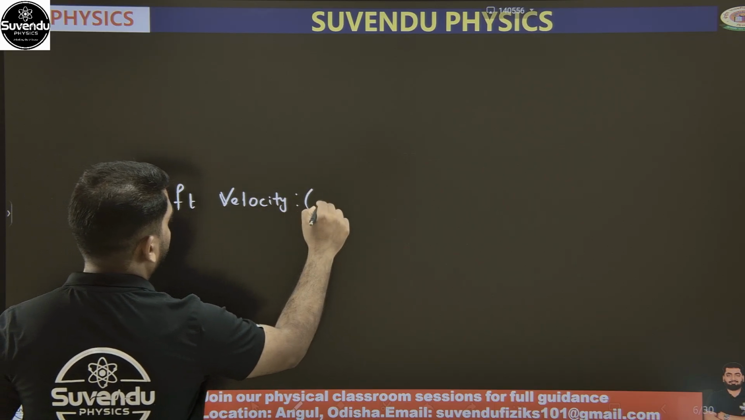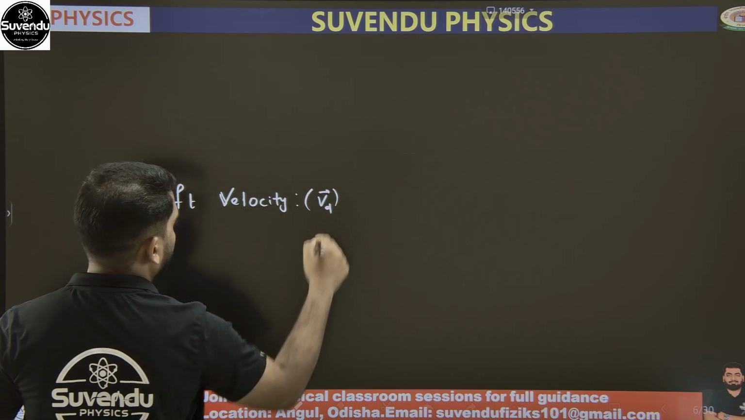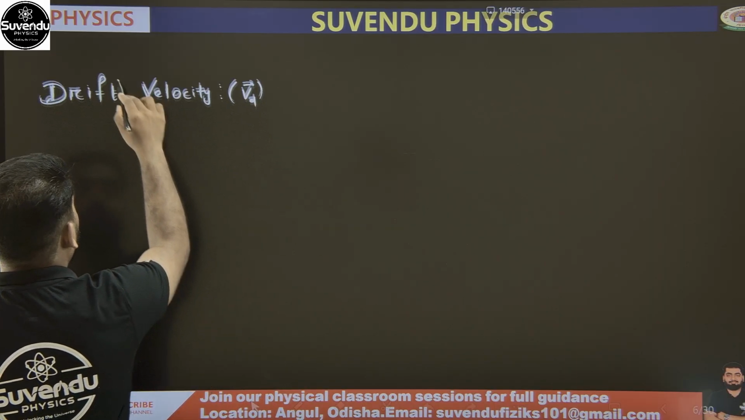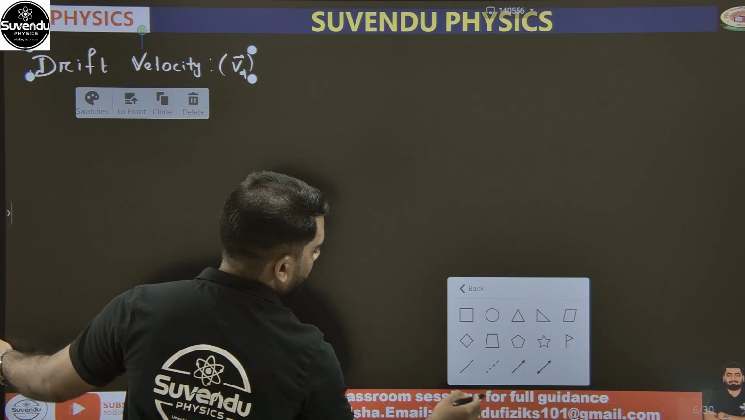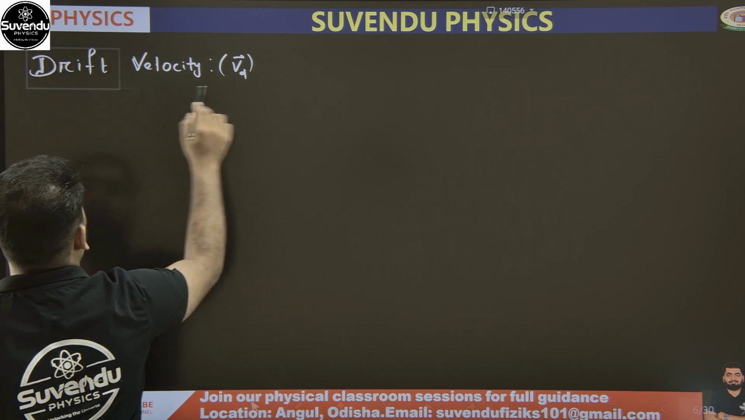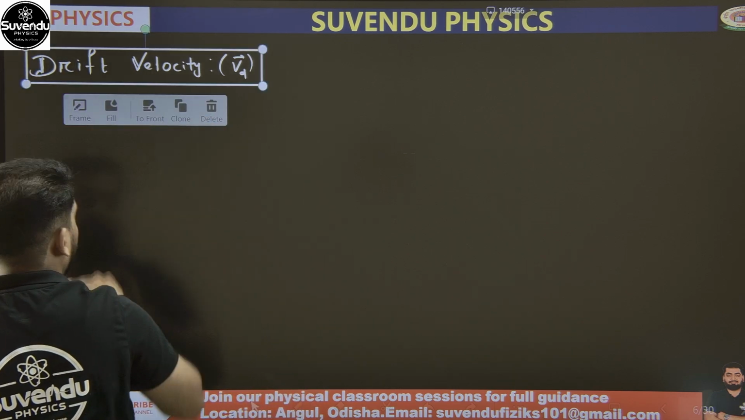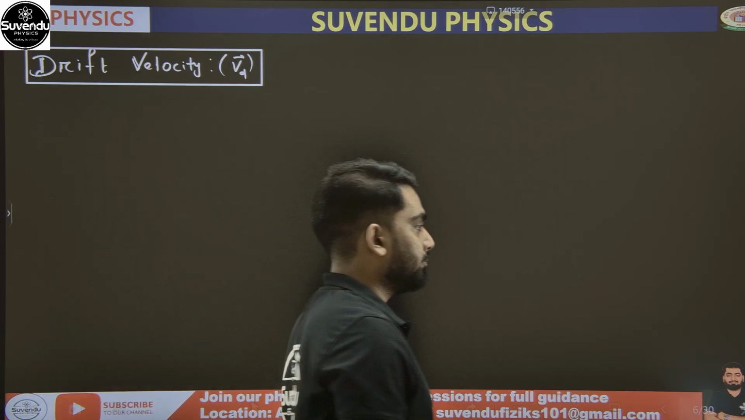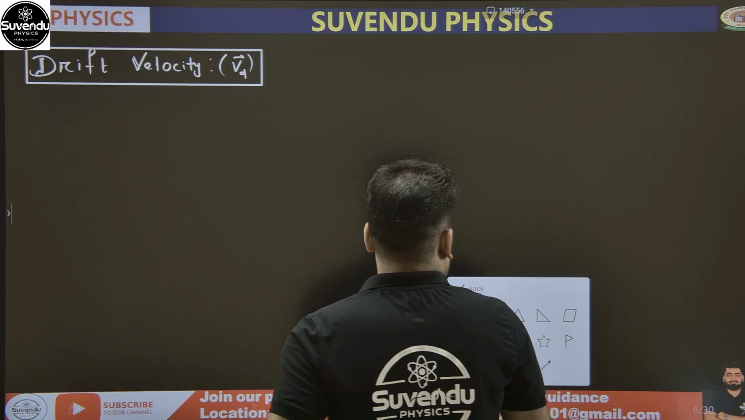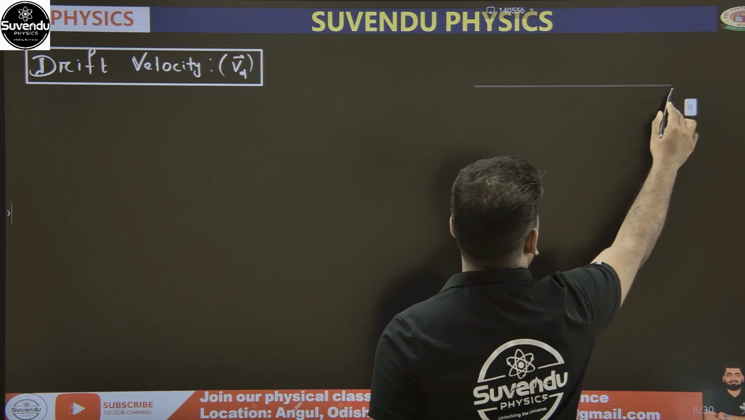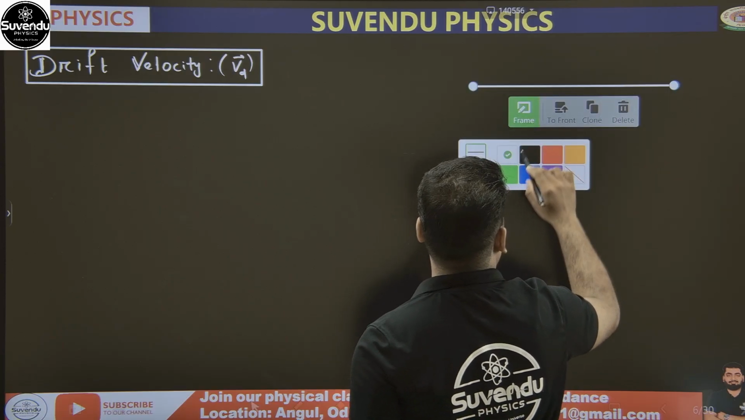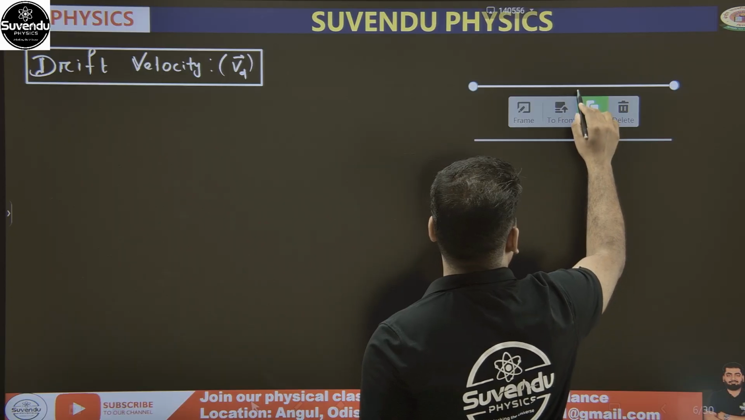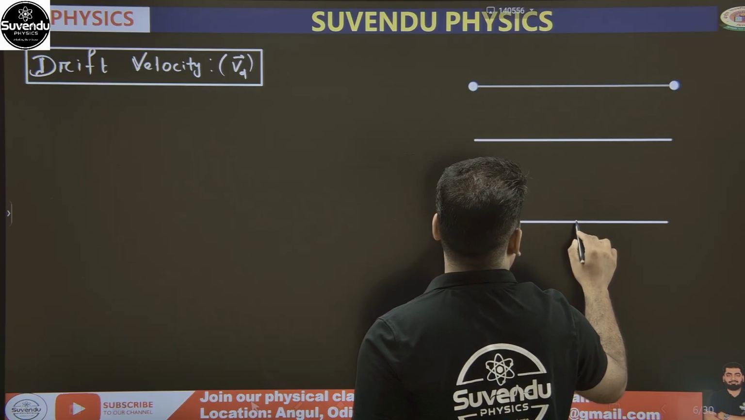It is denoted by v_d vector. That means it is a vector quantity. So what is the content? Now just have a look at this content. I know this is very important. We all know this may come as your question. Is that clear? So let us think this is your conductor. This is your current carrying conductor, and it is connected with a battery or cell.